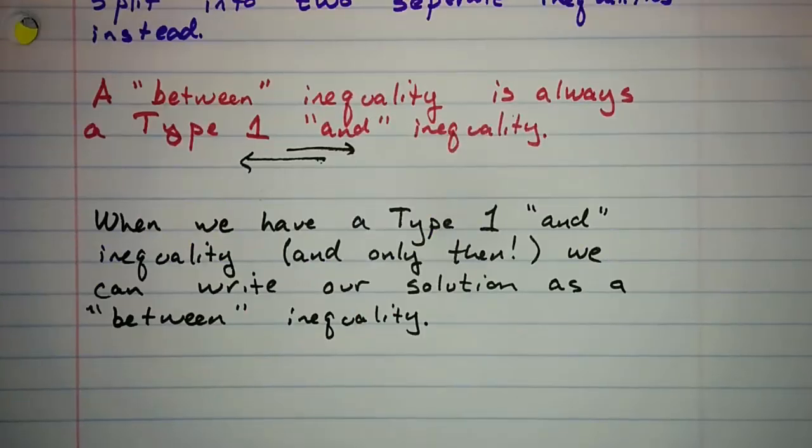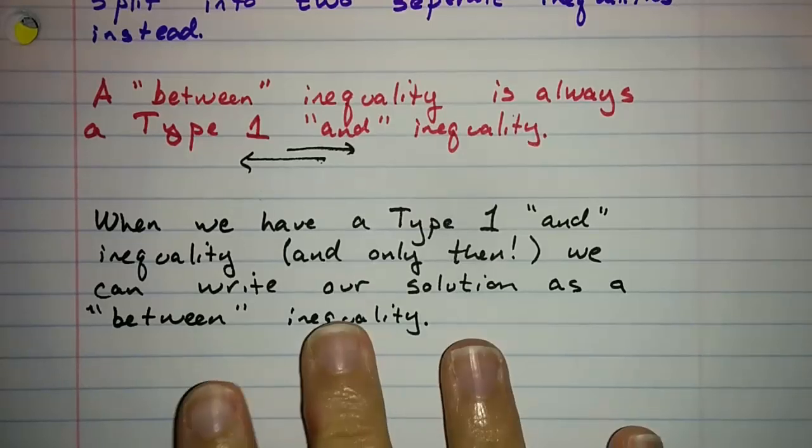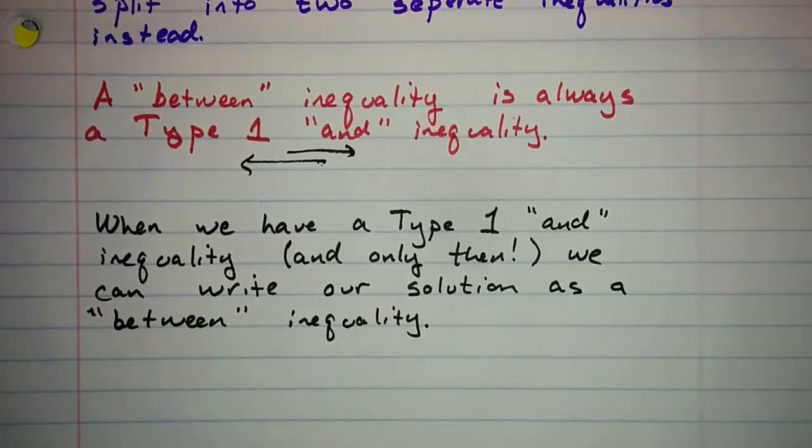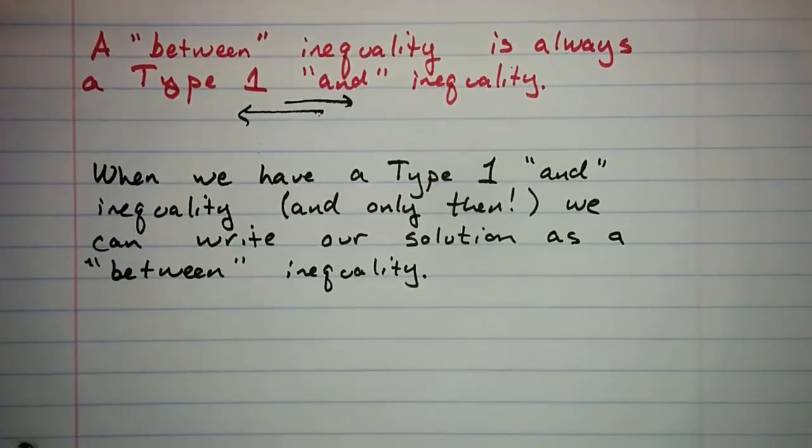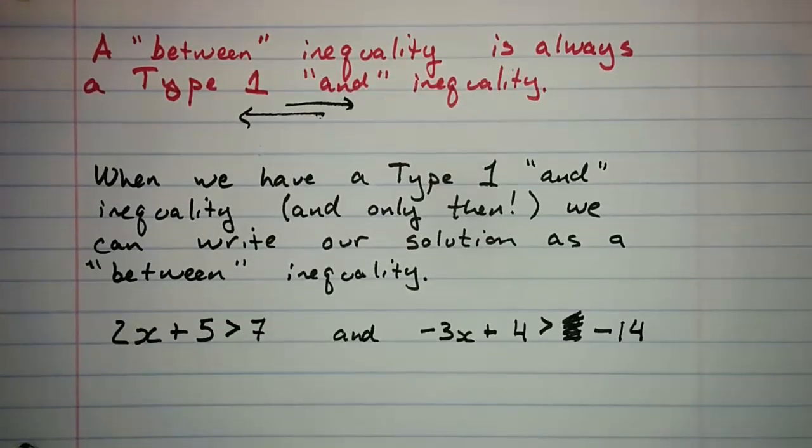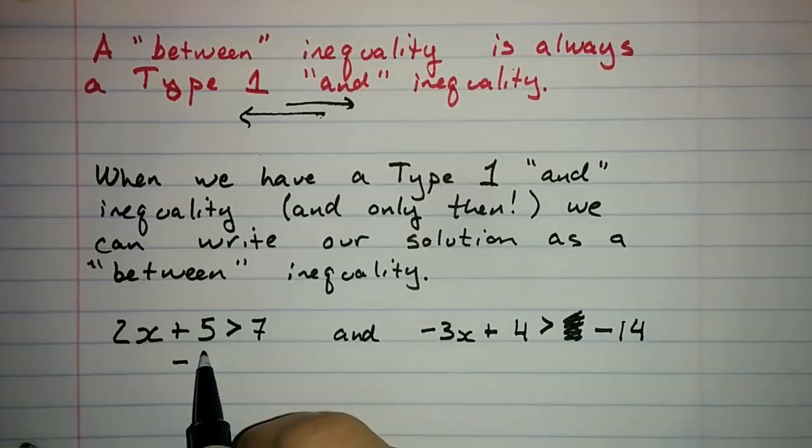When we have a type 1 and inequality, maybe we've solved some inequality and gotten to this point, we can write our solution as a between inequality. Let me show you how. Suppose I have this compound inequality. I solve it by solving each inequality separately.